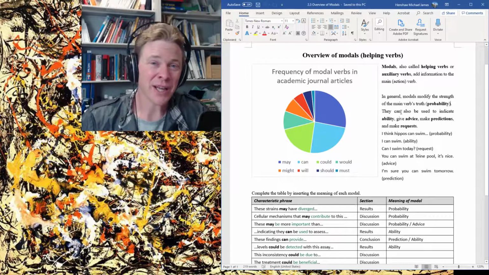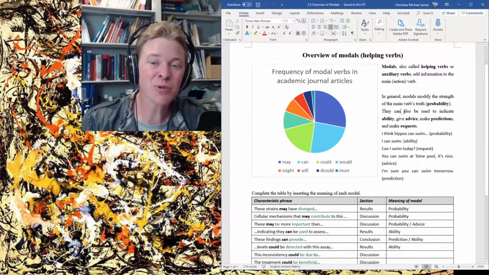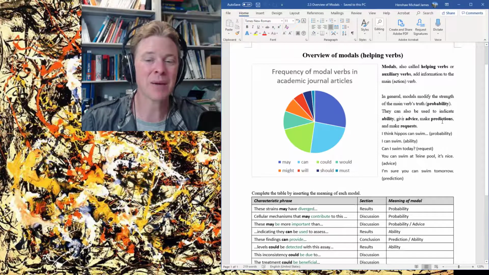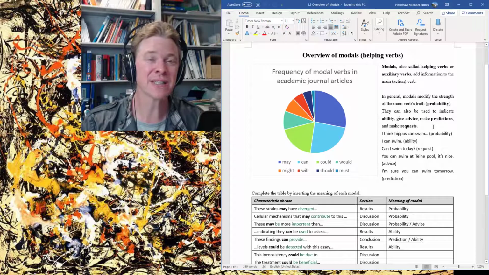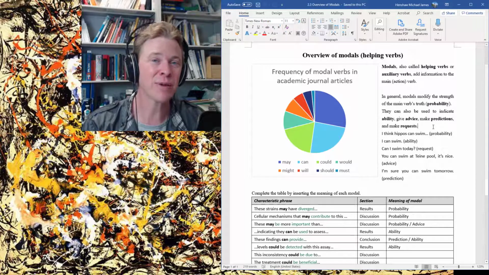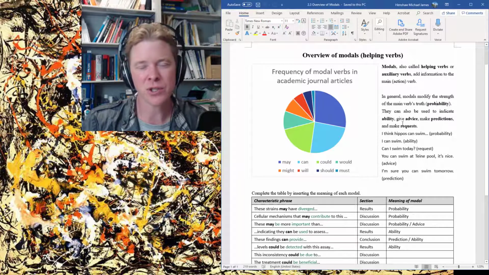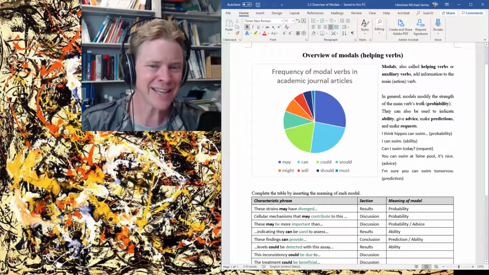But they are complicated words because that's not the only function. They can also be used to indicate ability, give advice, make predictions, and make requests. And it is in all of these capacities that you might use them in formal language. Okay, starting with the probability, which is, I think, the most common use, at least for our lesson today.